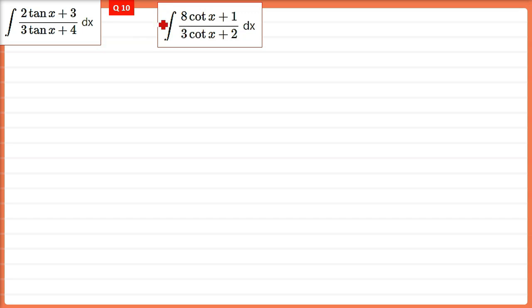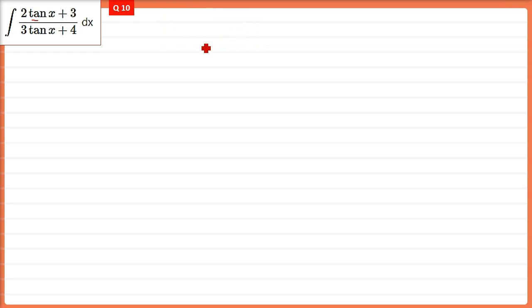And the next question which is coming up is (8 cot x + 1) divided by (3 cot x + 2). You can always convert these two in either way. If you take 8 by tan x, it will be (8 + tan x) divided by (3 + 2 tan x). So the same thing will come. Here tan x has to be converted into sin x by cos x, and here on the right cot x has to be replaced by cos x by sin x.